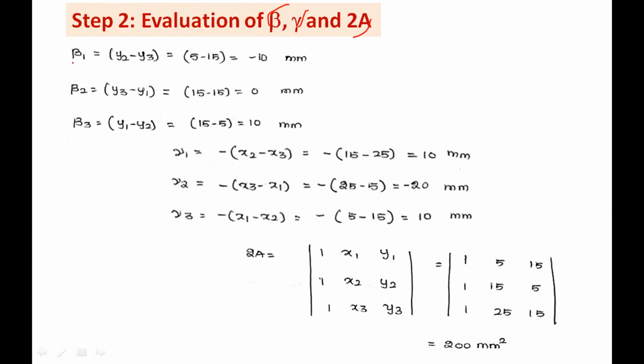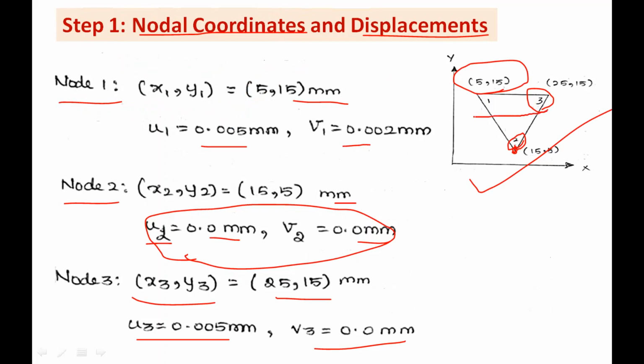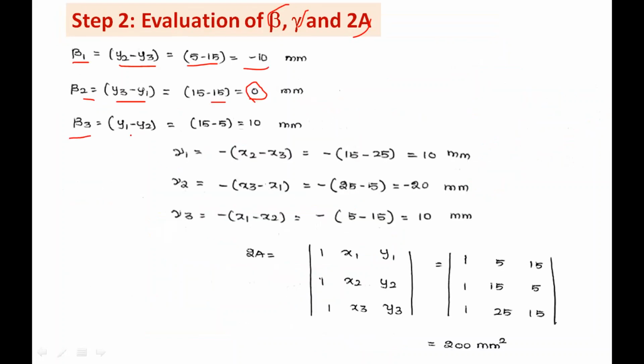What is the expression for beta? Beta i is equal to yj minus yk, the same expression we are using here. So beta 1 is equal to y2 minus y3. Now substituting the coordinates value, we are getting minus 10 mm. Beta 2 is y3 minus y1, 15 minus 15, so we are getting 0. Why are we getting 0? That side is horizontal. So because of this horizontal 1 3 side, we are getting one value as 0. Suppose if there is any vertical side, you will get gamma value 0. Beta 3 y1 minus y2, we are getting 10 mm.